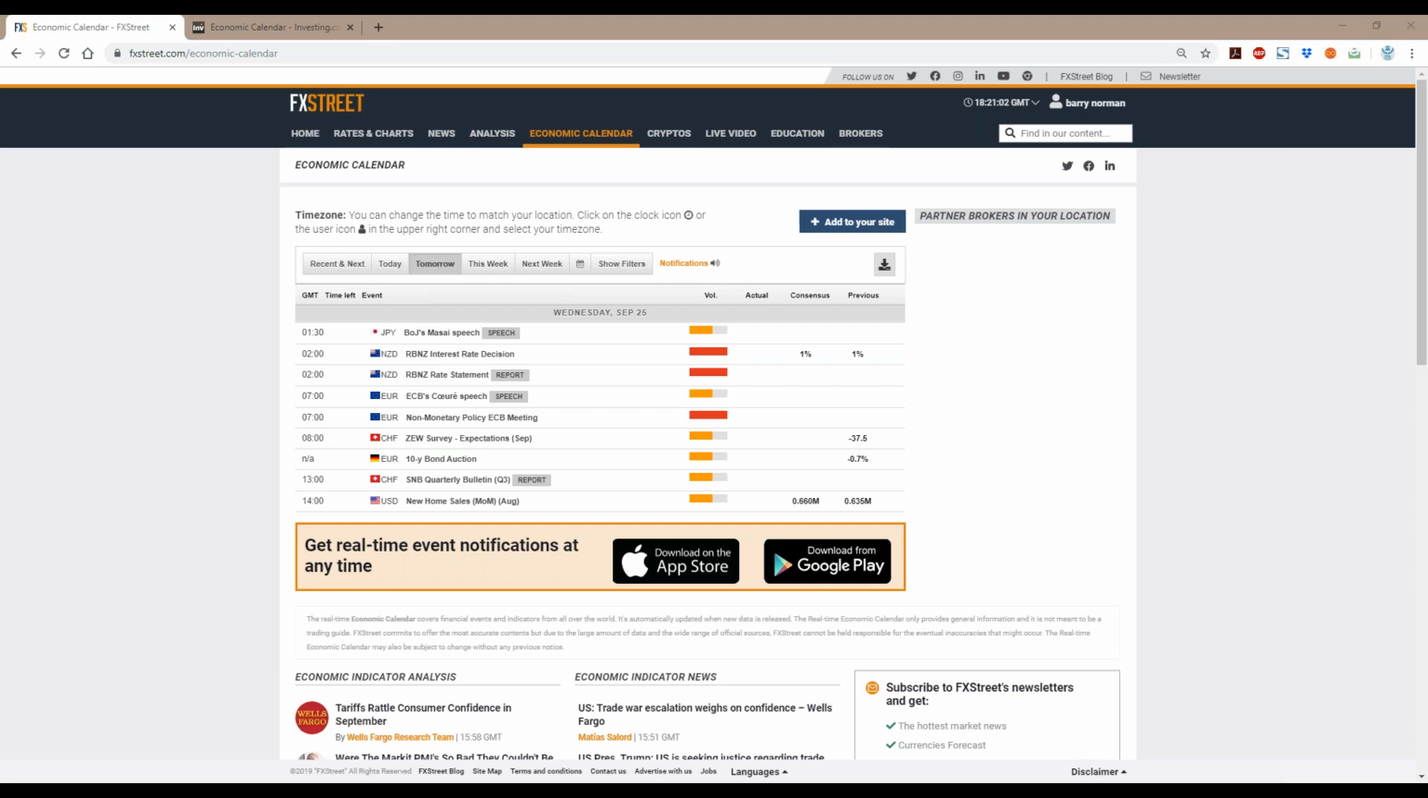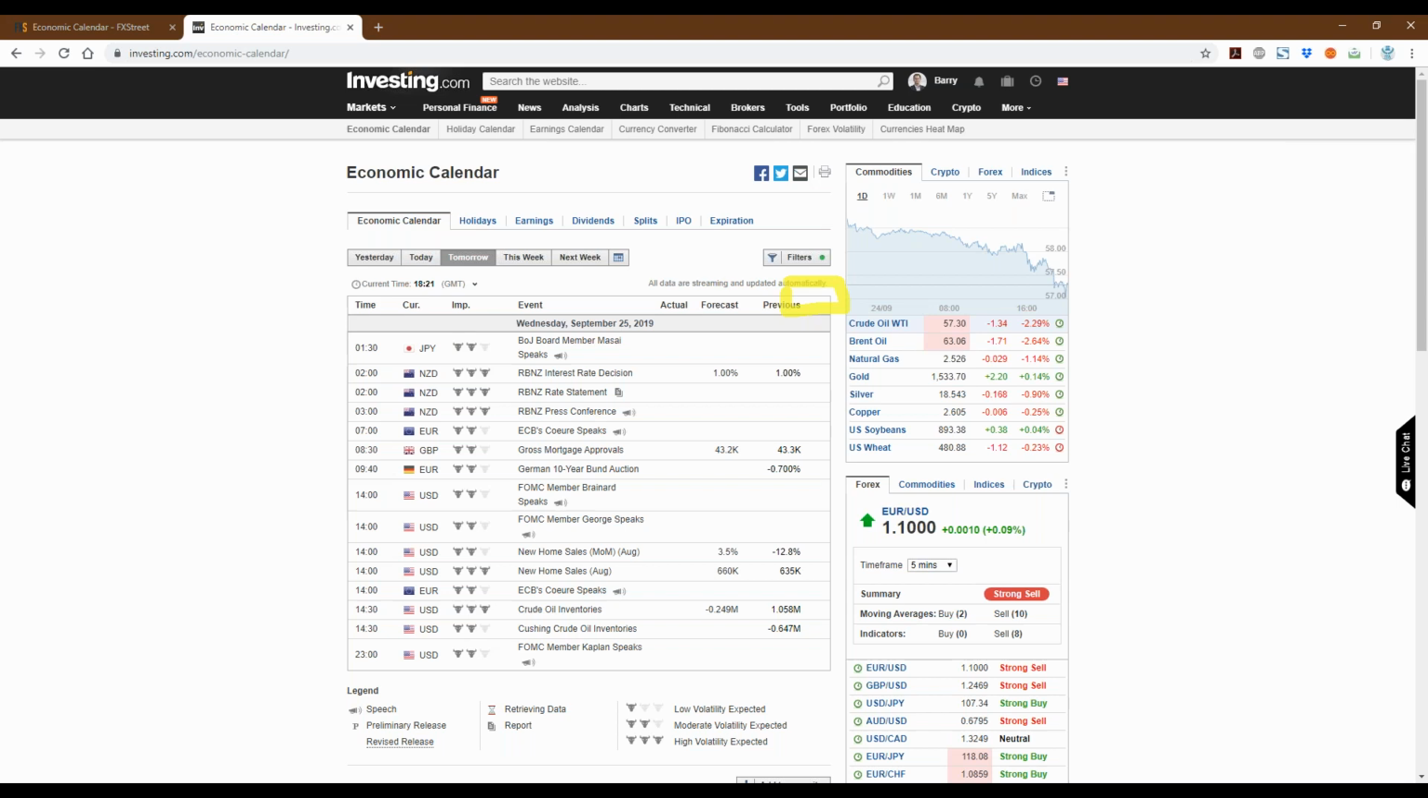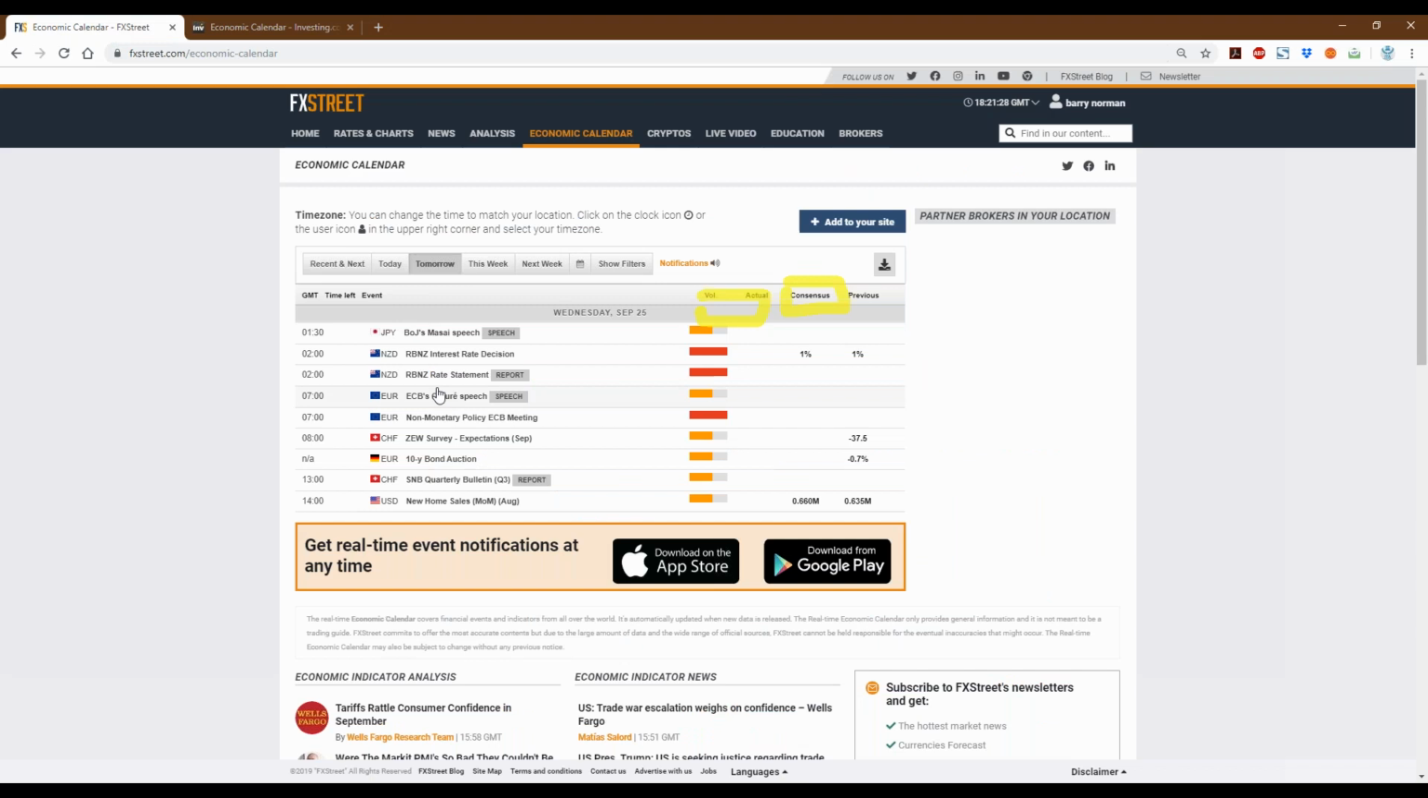Then we go back to the most important column. Some call it forecast. Some call it consensus. Investing.com calls it forecast. FX Street calls it consensus. It's what the market is expecting.